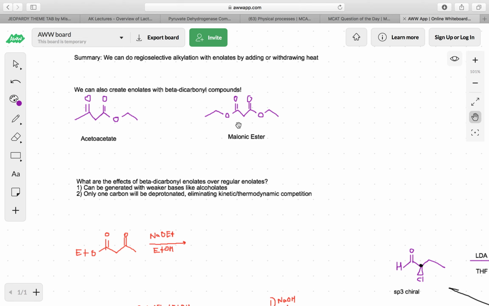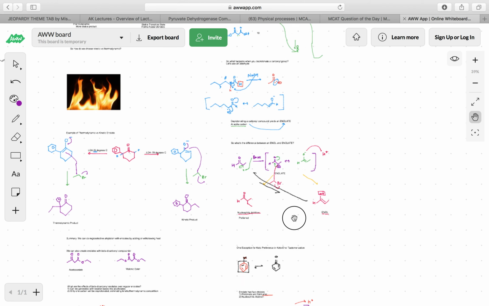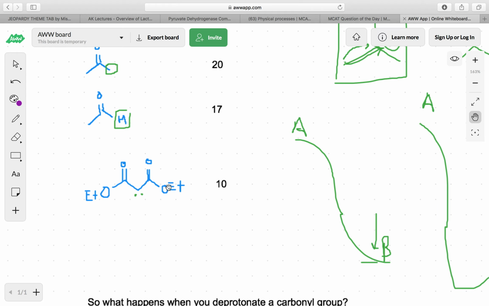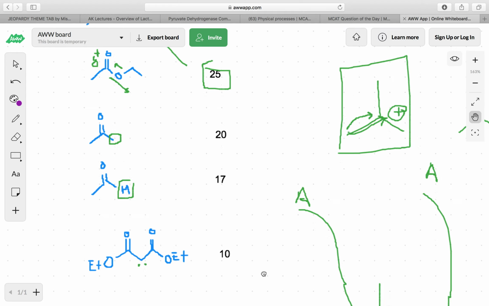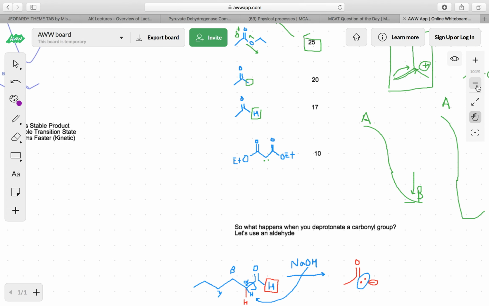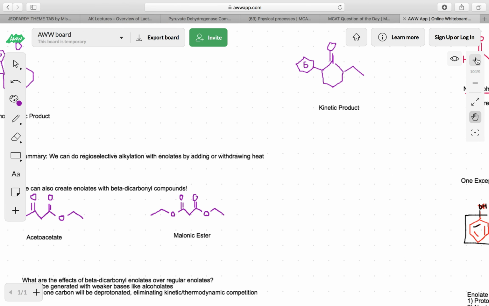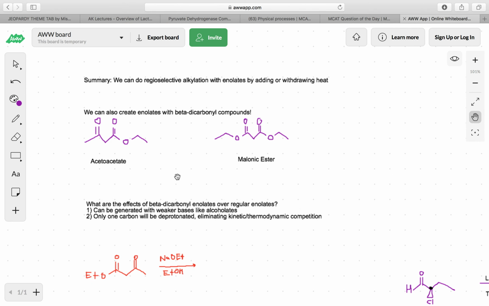There are some reasons. The first one is that this is a very strong acid. If you go back to our very first table we made, we learned that our beta-dicarbonyl compounds have a pKa of 10, much more acidic than the ones we've been working with prior. So because it's more acidic, it doesn't require as strong of a base. It doesn't need that LDA or NaH. It just needs something mild, something decent enough. So we can just use something like ethoxide, NaOEt, which is what we have down here.